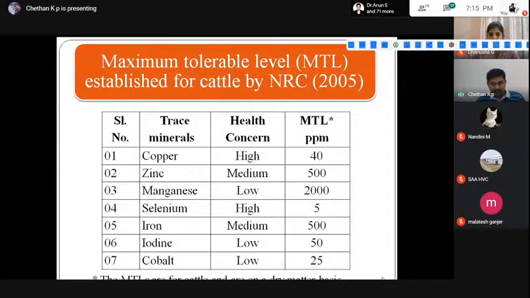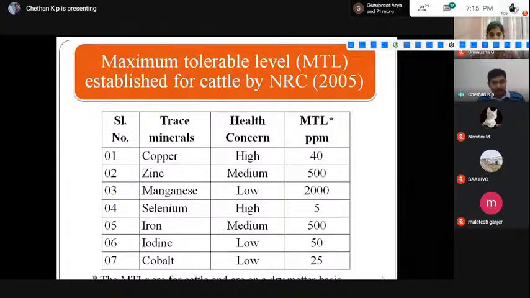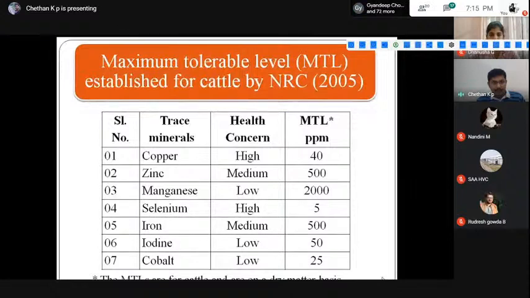And in the introduction I was telling, it's not that you supply more quantity, because these minerals at a higher concentration are toxic to the animals also. If you see the maximum tolerable level of the minerals, for copper it is 40 ppm. If you supply more than this, there will be toxic symptoms. Similarly, for zinc it is 500 ppm. Manganese has slightly higher values, around 2000 ppm. And for selenium, the requirement is only 0.3 ppm, and toxicity is reached at 5 ppm. So there is a very narrow range. A slight increase in selenium may lead to toxicity.